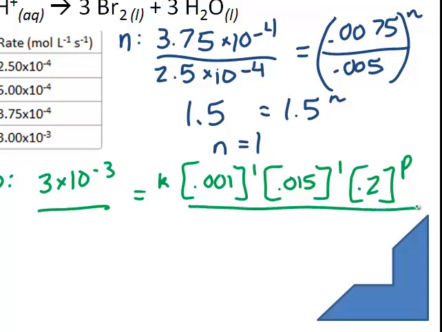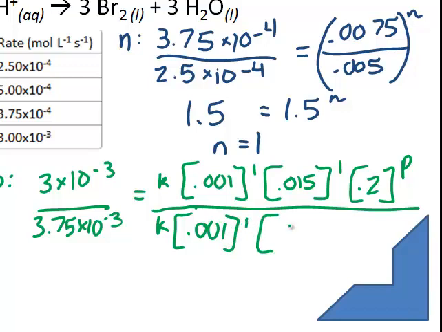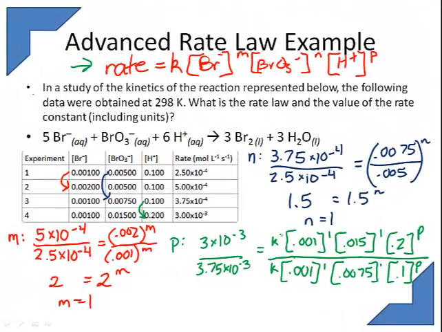And then we will divide that by trial 3, which is 3.75 times 10 to the -3rd, k times the concentration of our first reactant to the first, times the concentration of our second reactant, also to the first, times the concentration of our third reactant to the p power. And then you would need to do some algebra, canceling out what you can, see that the k's are going to be the same and the 0.001 is going to be the same. Or you could include that 0.001 in your calculation if you prefer. But when you divide the 2 rates, you get that it's 8 times more. And you compare the concentration of BrO3-, and that's twice as much.